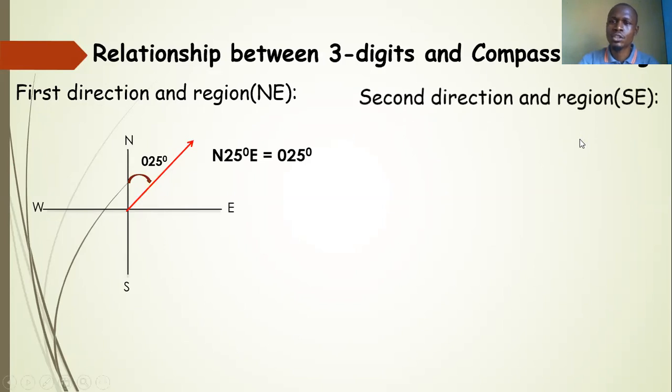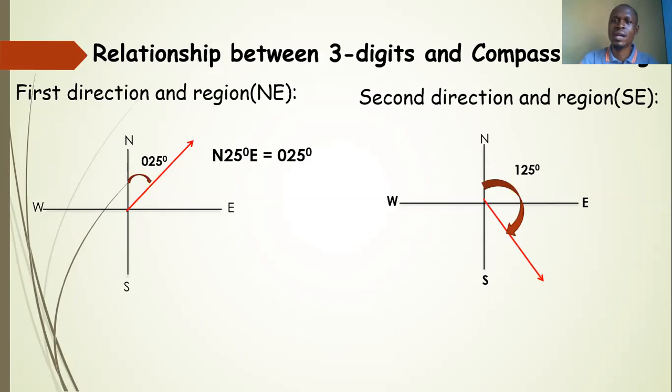We have the second direction, which is southeast. We have north, south, west, and east. Look at that angle. That angle is 125 degrees. To represent this in compass form, you have to look at the remaining angle coming from the south to east. That is 55 degrees. So the relationship is: south 55 degrees east is the same thing as 125 degrees as the 3-digit bearing.